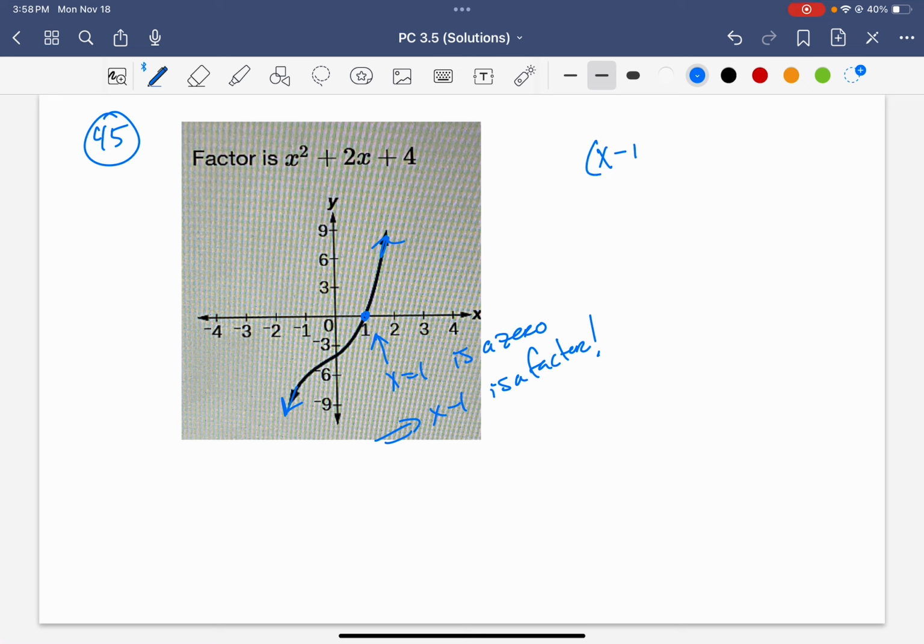So yeah, I guess the factored form is just going to be x squared plus 2x plus 4 is the factored form, because that's going to be a cubic, because when you multiply those together, you're going to get your nice cubic, and there you go. So that's 45, and lastly, 47.